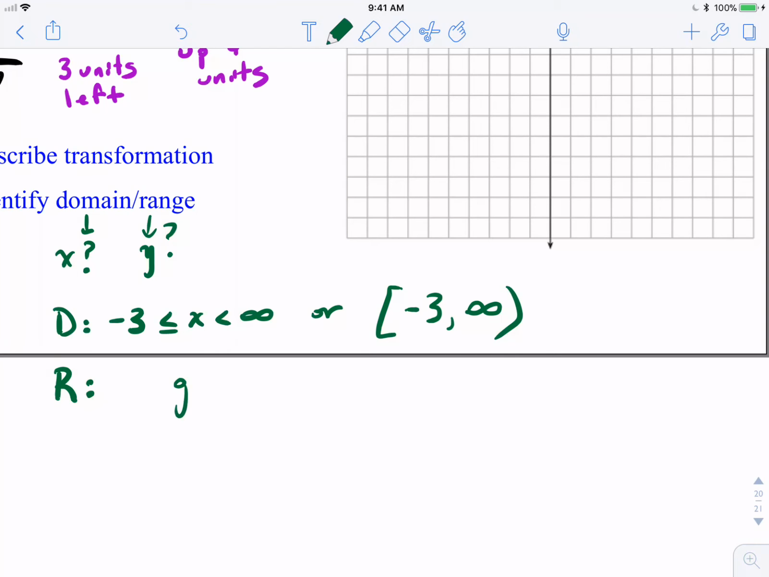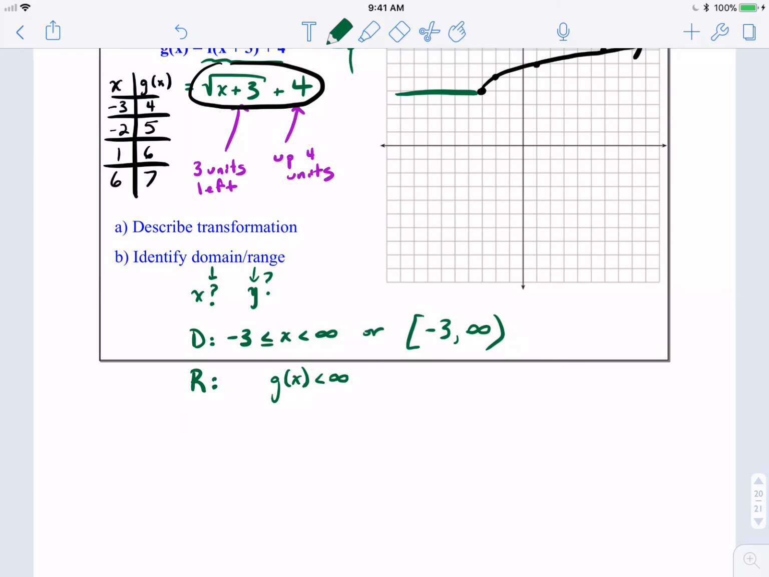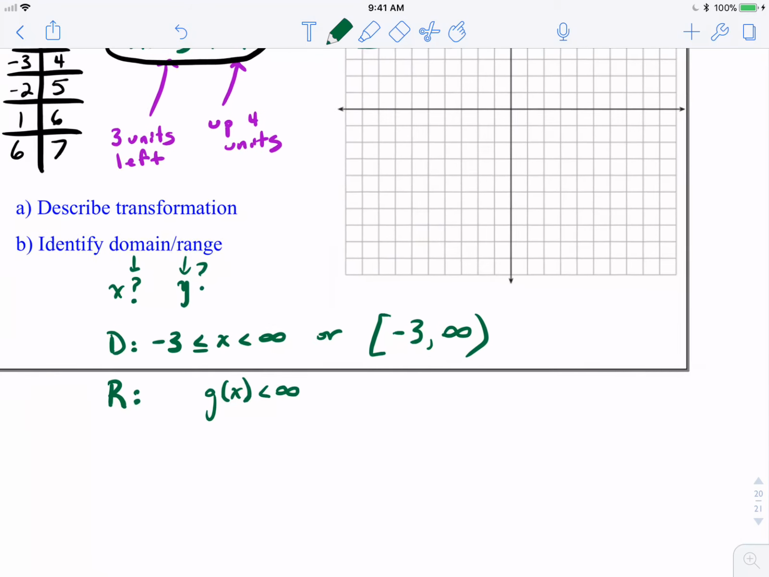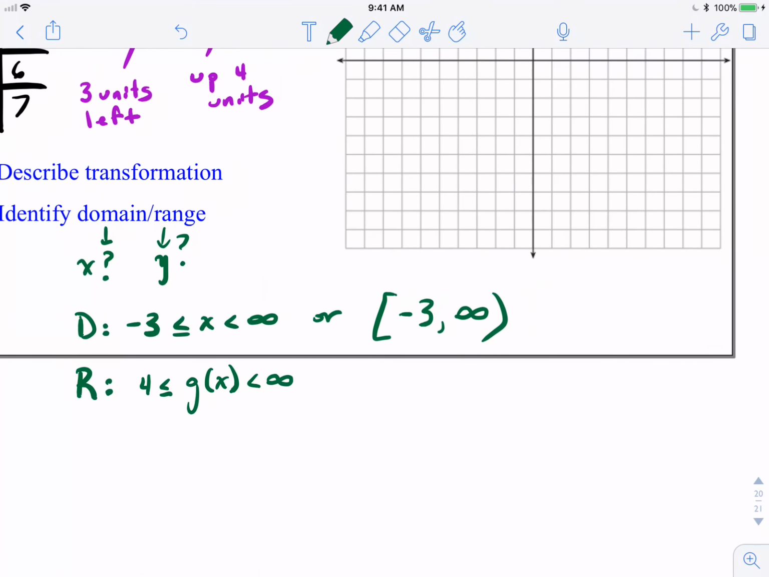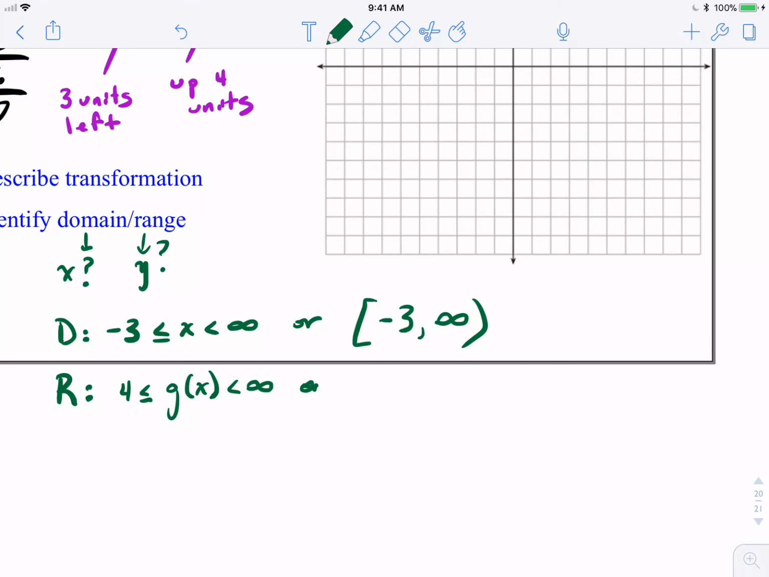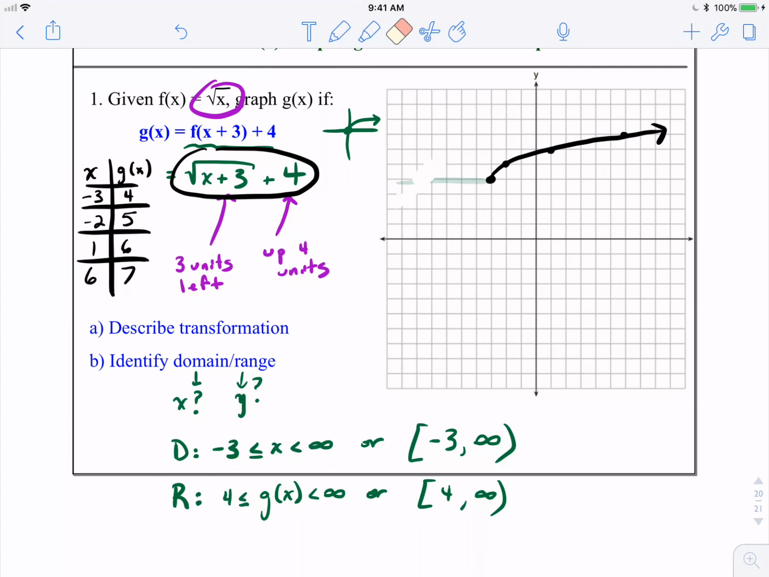So we call this g of x. You could use y there as well. It's going to grow to infinity. It does have a minimum value here of 4. The smallest output you can get in this graph, and you can actually attain that 4, so it's equal to 4. And in interval notation, 4 to infinity. That's my domain and range.